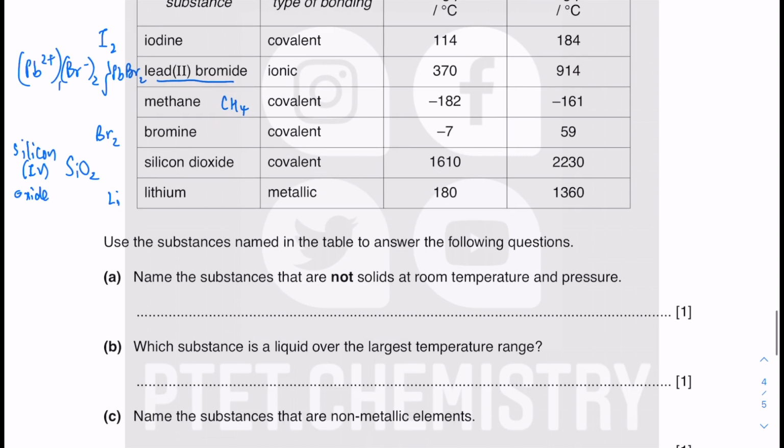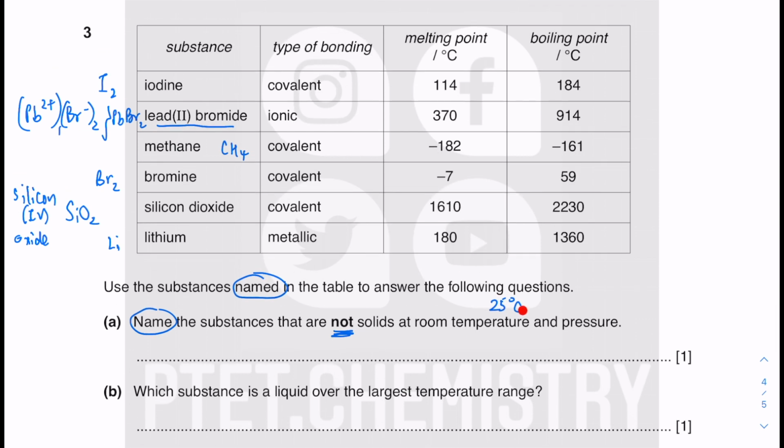So use the substances named in the table to answer the following question. You need the one that is not solid at room temperature and pressure. Room temperature and pressure is 25 degrees Celsius. So look for something where it's already melted. Must 25 degrees Celsius be above or below the melting point? It must be below the melting point.